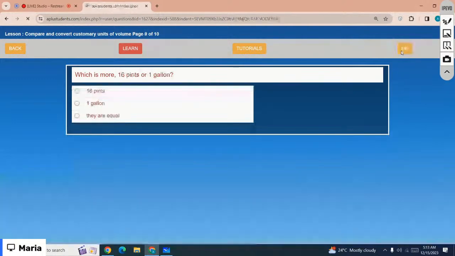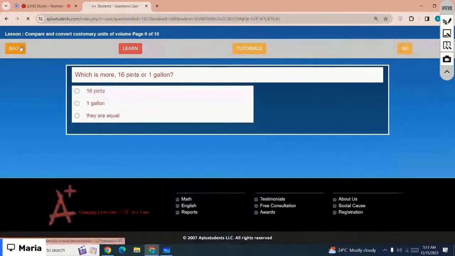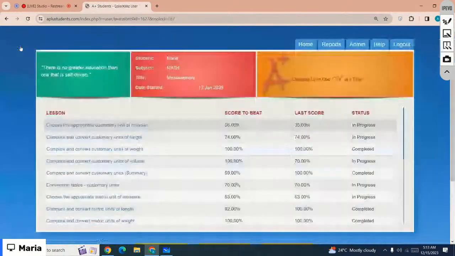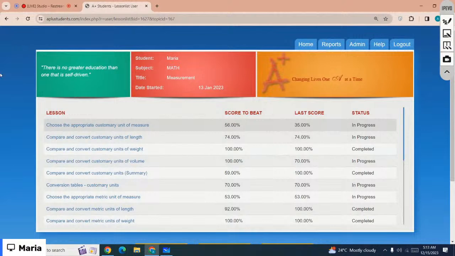Okay, you can complete the lesson by yourself later today. Let's just move on to the next lesson. The next one is compare and convert customary unit summary. You can do this lesson on your own. That is the summary of the 4 lessons above this one, right? 3 we did in the last session, and today I have covered the customary units of volume, right? So next, let's move on to convert customary units.